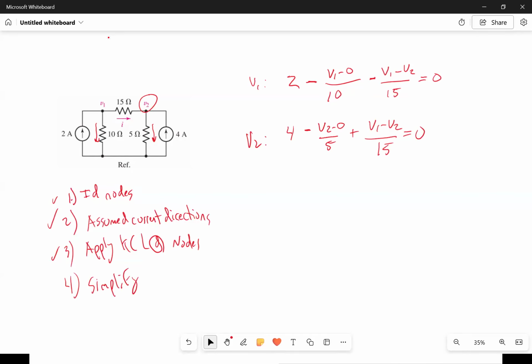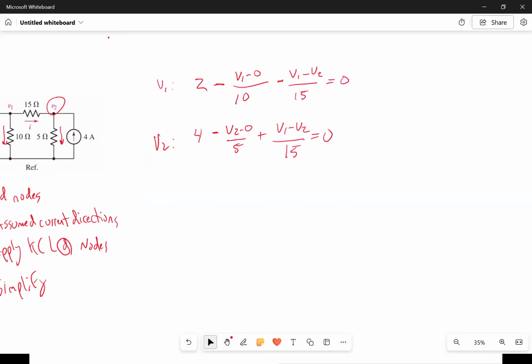Because we got a lot of fractions, and a lot of negatives, and a lot of this, and a lot of that, so let's go ahead and simplify a little bit. I'm going to move the minus onto the other side. So I've got 2 equals V1 over 10.